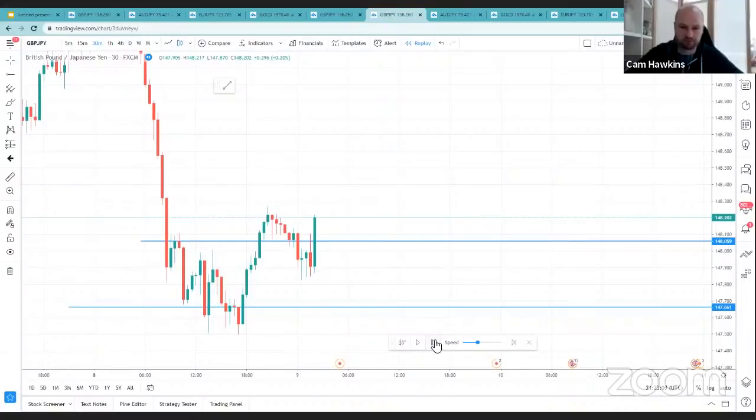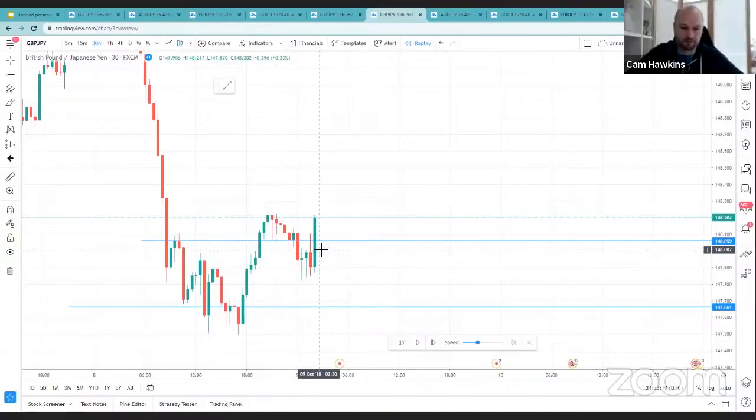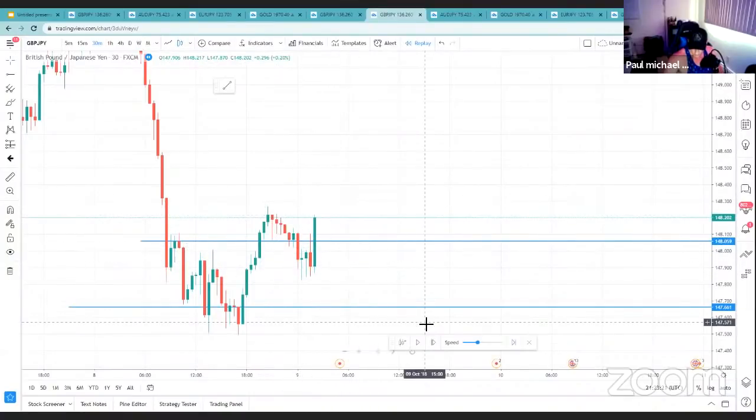There you go. That would not have had you in. It would have just missed your entry. It's always the most recent candle, so the previous one. Oh, the previous one. Okay, yeah. Yep. So this looks like a possible London session.